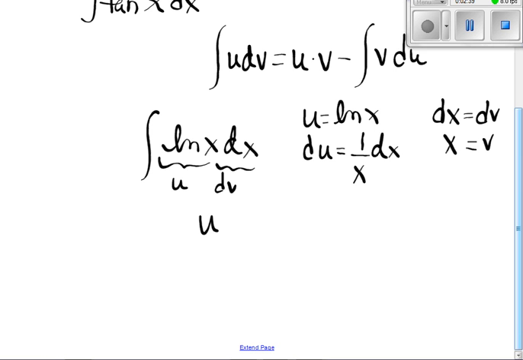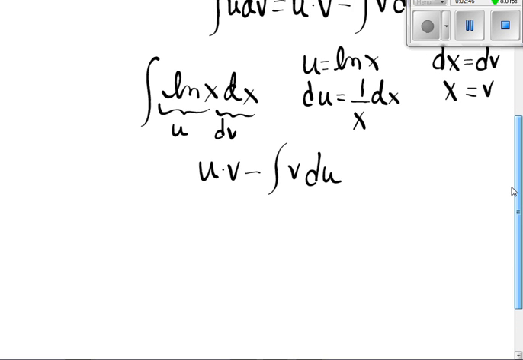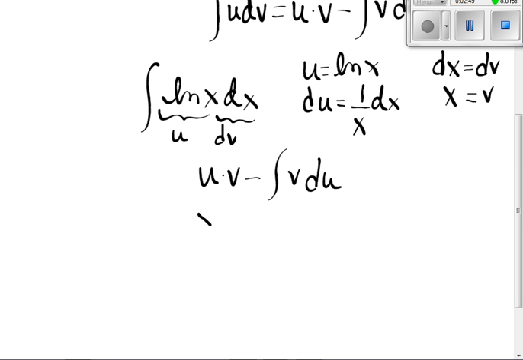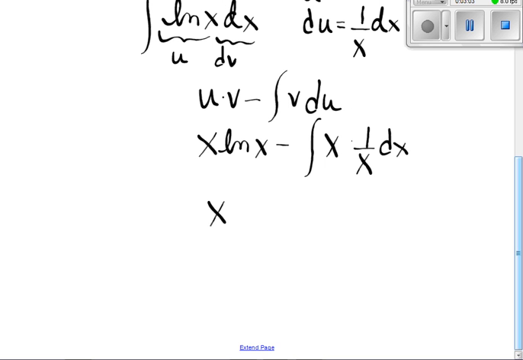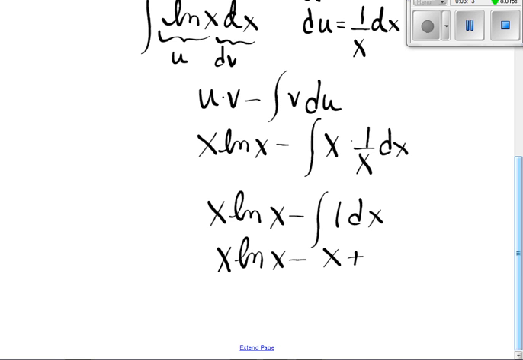Okay, so it's u times v minus the integral of v du. And you might have to do integration by parts twice, and you're going to hope not. So u times v is x times log of x. And this might be one you want to memorize. And it's the integral of v, which is x, du is 1 over x dx. I've memorized it, so I didn't have to do this. And this is the integral of 1 dx. And there you go. Minus x plus c.